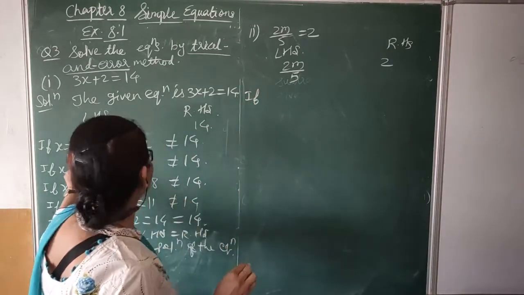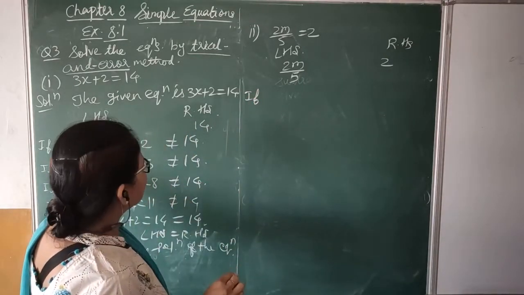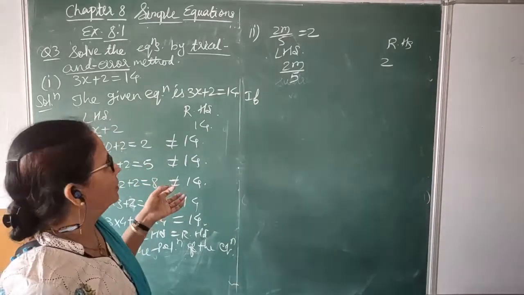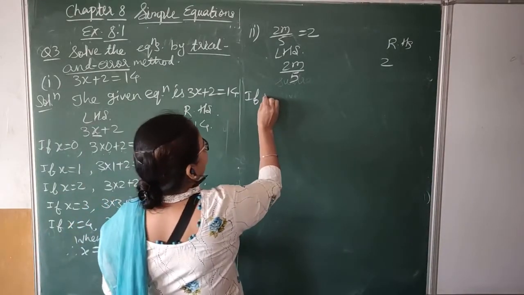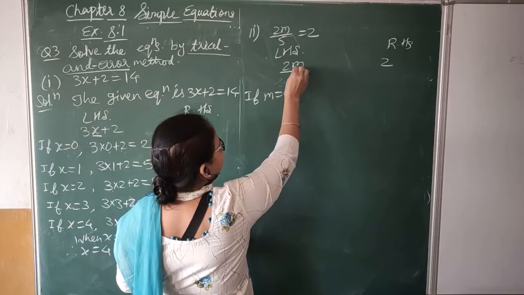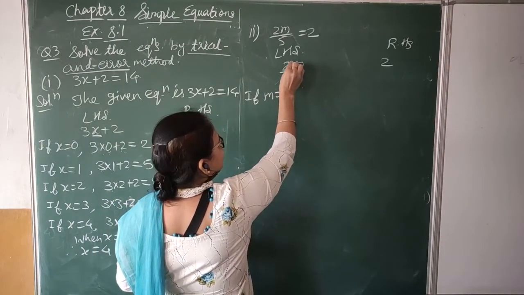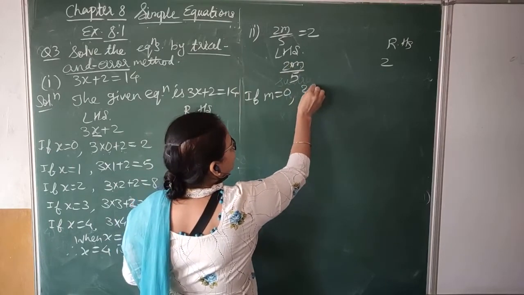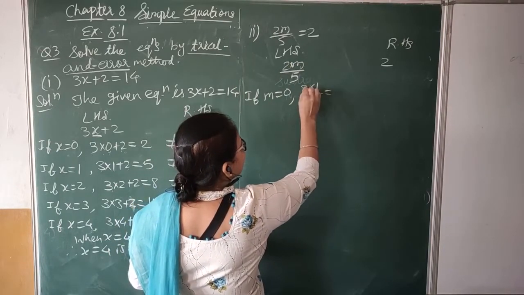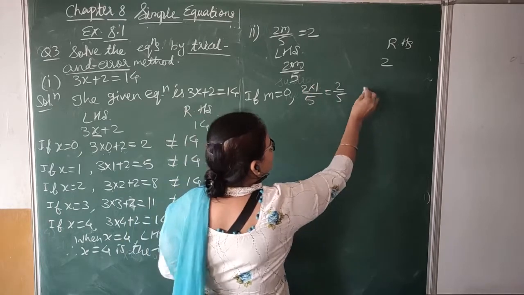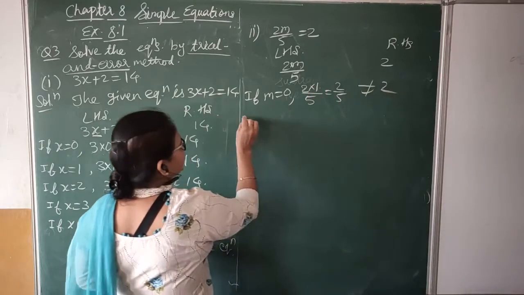You have to use x equal to 0 also. Let me skip that. Okay, let's take m equals 0. Here in place of m you have to put 0. There is no sign, which means multiply. So 2 into 1 by 5. Simplify, 2 by 5, which is not equal to 2.